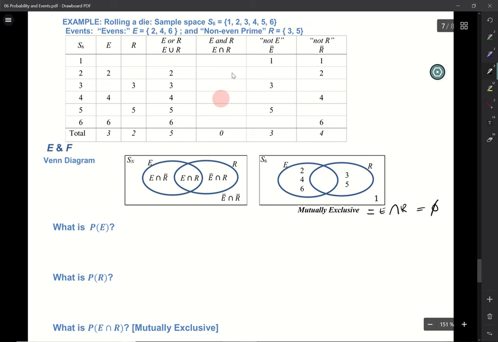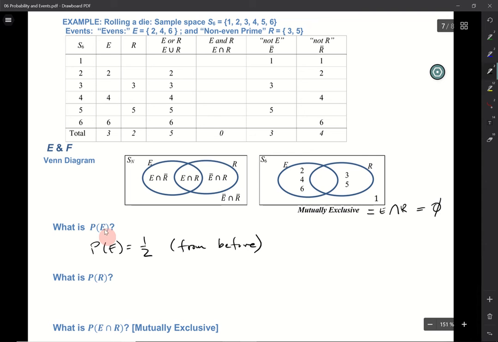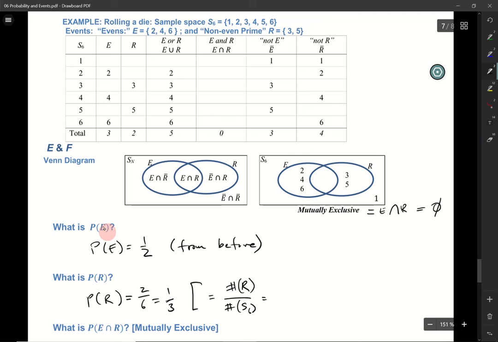So if no elements are between, no events are shared, then it's called mutually exclusive. And so if we have the probability of E, clearly the probability of E is from before. We kind of did that last time, so we don't have to do it all over again. Probability of R, you can kind of see how it's 2 over 6, which is equal to 1/3, but formally, it will be equal to the number in R over the number in S. So the number in R is 2, the number in S is 6, and so that's equal to 1/3.